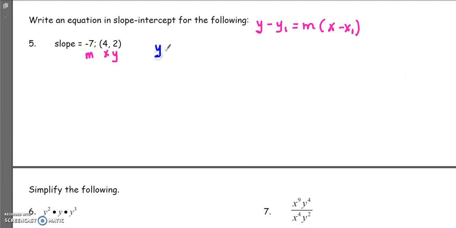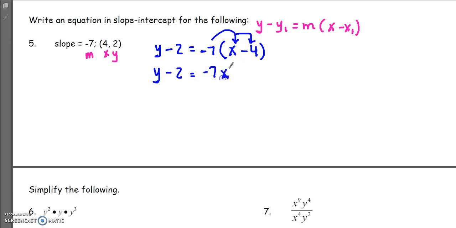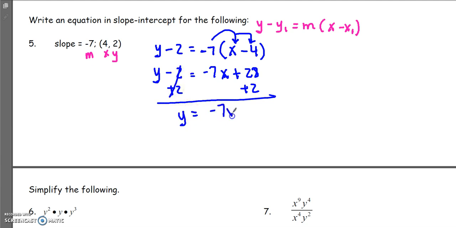So I'm going to have y minus my y, which is 2, equals my m, which is negative 7, times my x minus my x value of my point, which is 4. So we're going to distribute the negative 7. So I have y minus 2 equals negative 7x. And then I have negative 7 times negative 4, which will give me a positive 28. Get the y by itself, so I'm going to add 2 to both sides. And I will end up with negative 7x plus 30.